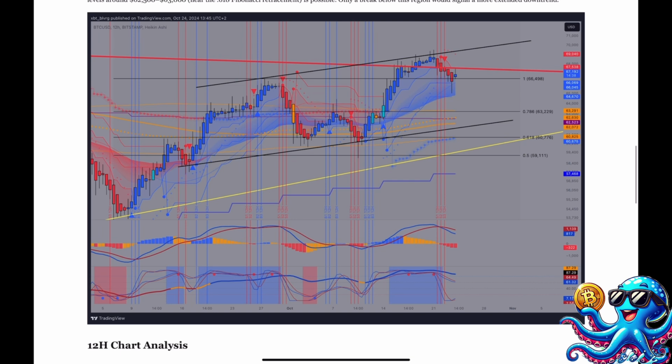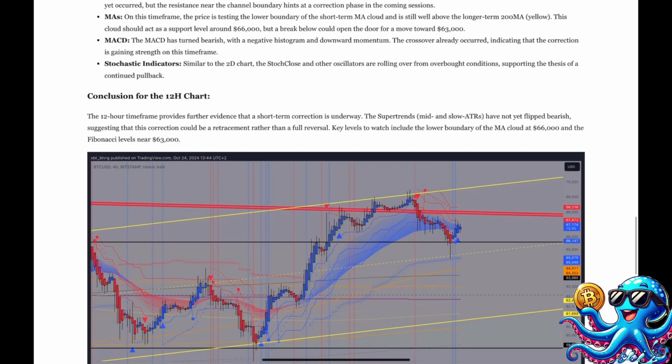MACD. The MACD has turned bearish, with a negative histogram and downward momentum. The crossover already occurred, indicating that the correction is gaining strength on this timeframe. Stochastic indicators. Similar to the 2D chart, the Stoch close and other oscillators are rolling over from overbought conditions, supporting the thesis of a continued pullback.